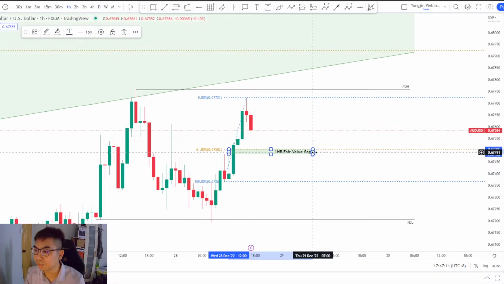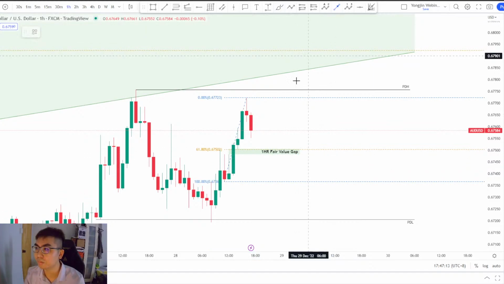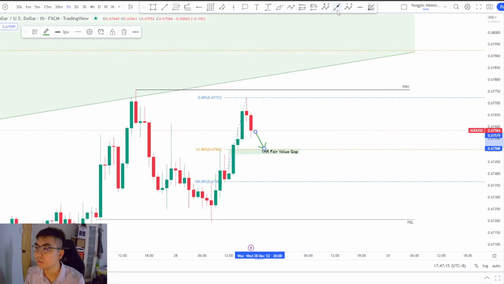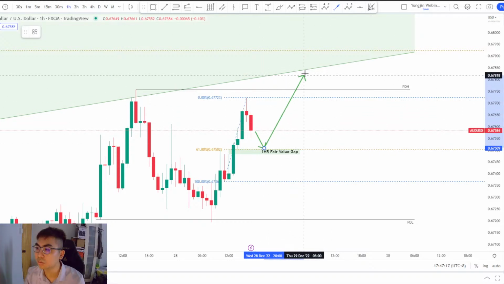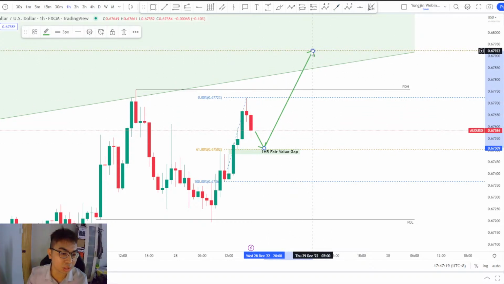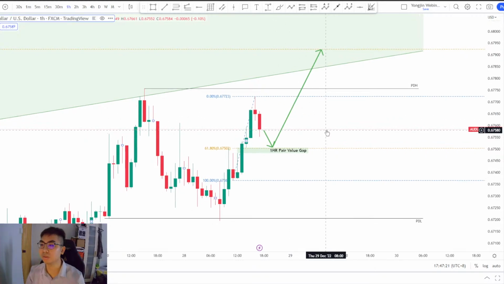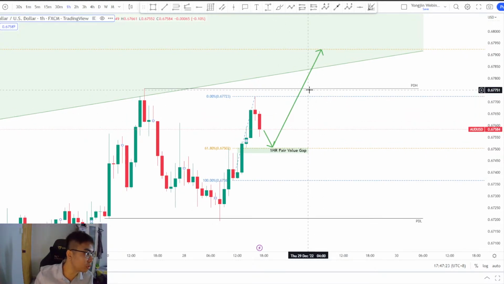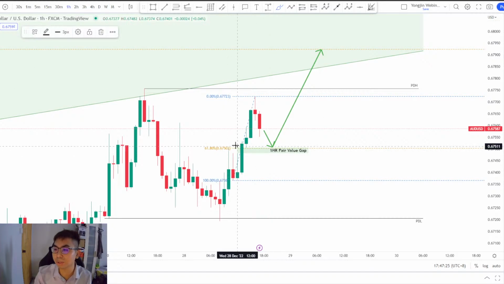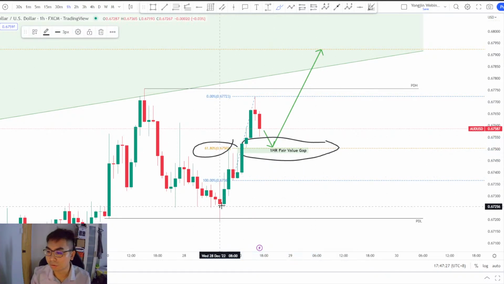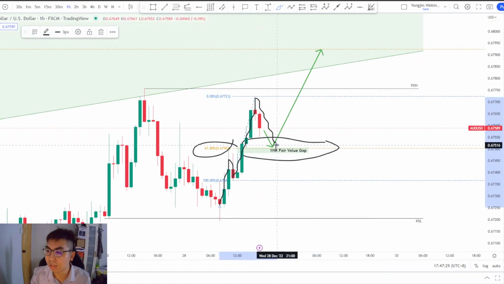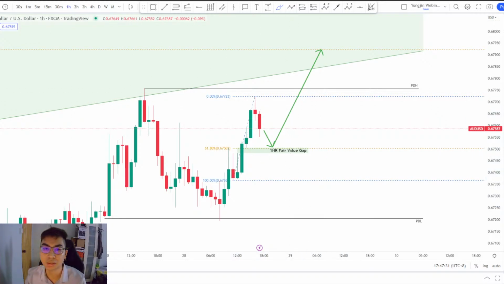Possibly we can look for price to come down, tap into that area before going bullish to the upside towards the 61.8% area. So adding confidence to that area: 61.8%, fair value gap, already retraced. Yeah, that's just looking good to the upside.